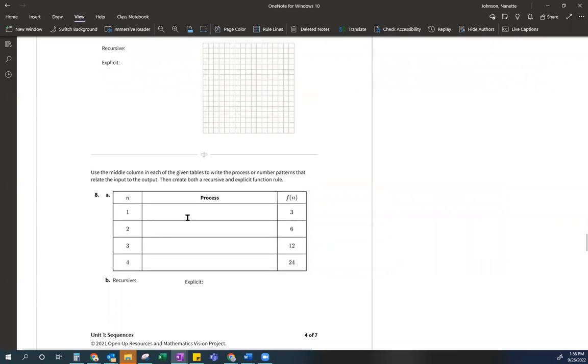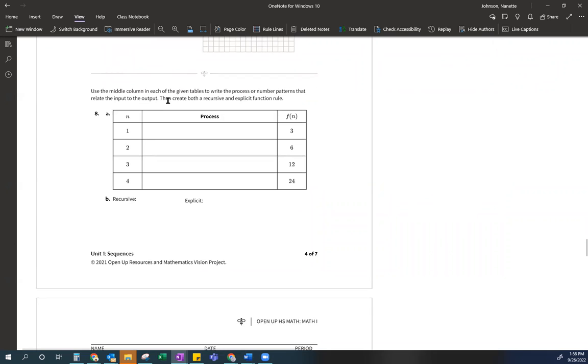So that's number 6. Number 8 says, use the middle column in each of the given tables to write the process of number patterns that relate to your input and output. Then create a recursive and explicit rule for each one. So here, pretend that I can't see this, so I just see 3, 6, 12. And remember, I really like tables, and whenever you give me a table, I'm going to be able to figure out a lot of information. So I'm going to pretend I don't know this is geometric, right? I'd first subtract and say, oh, 6 minus 3 is 3, but 12 minus 6 is not 3. So it's not arithmetic, right?